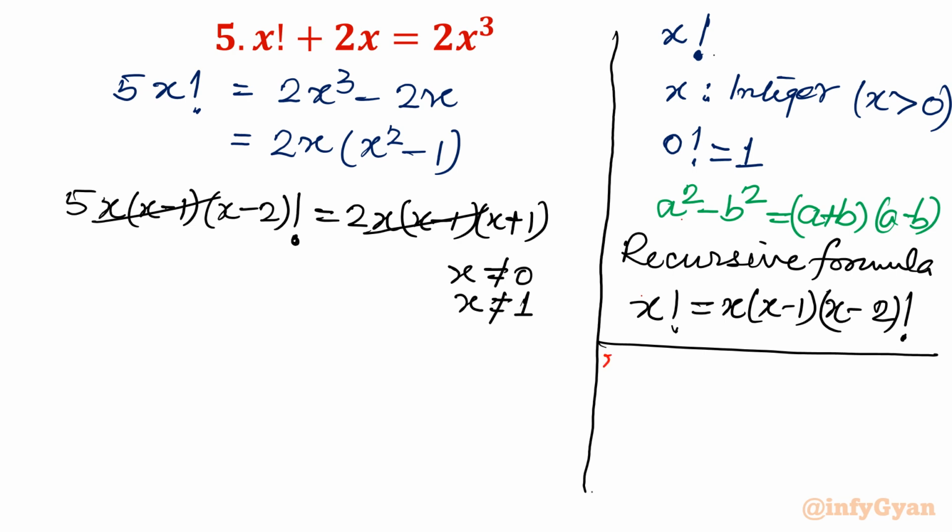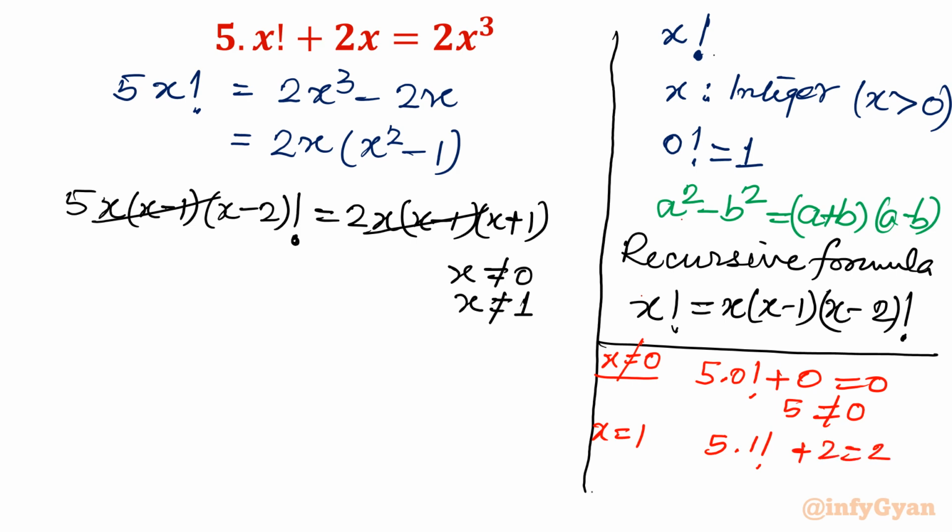x equal to 0: 5 times 0 factorial plus 0 equal to 0. 0 factorial is 1, 5 is not equal to 0. So x equal to 0 is not possible for this equation. Second, x is equal to 1. Let's check this one also: 5 times 1 factorial plus 2 equal to 2. 1 factorial is 1, so the left hand side is 7, the right hand side is 2. It is not true. So we can cancel, or we can divide both sides by x times (x minus 1).